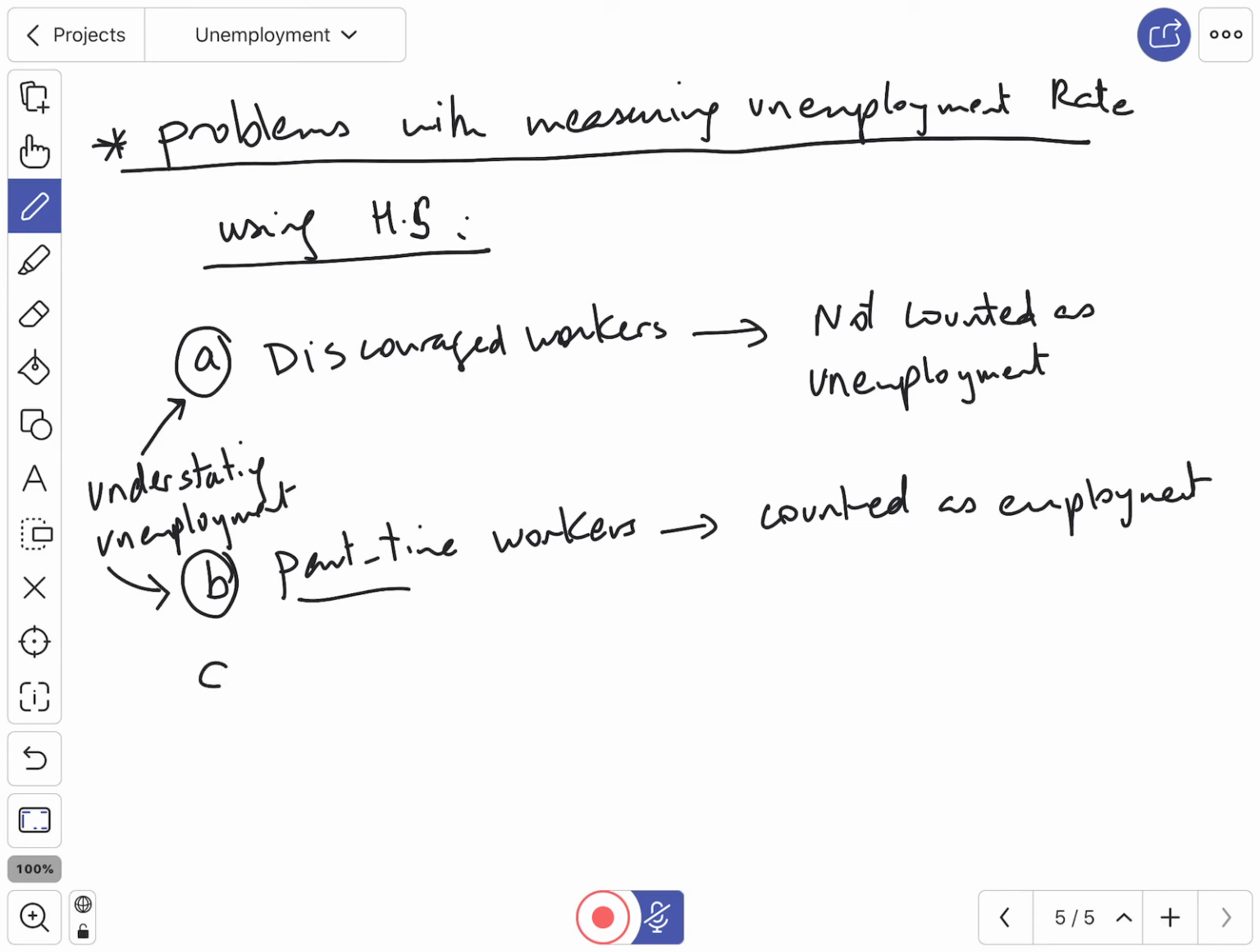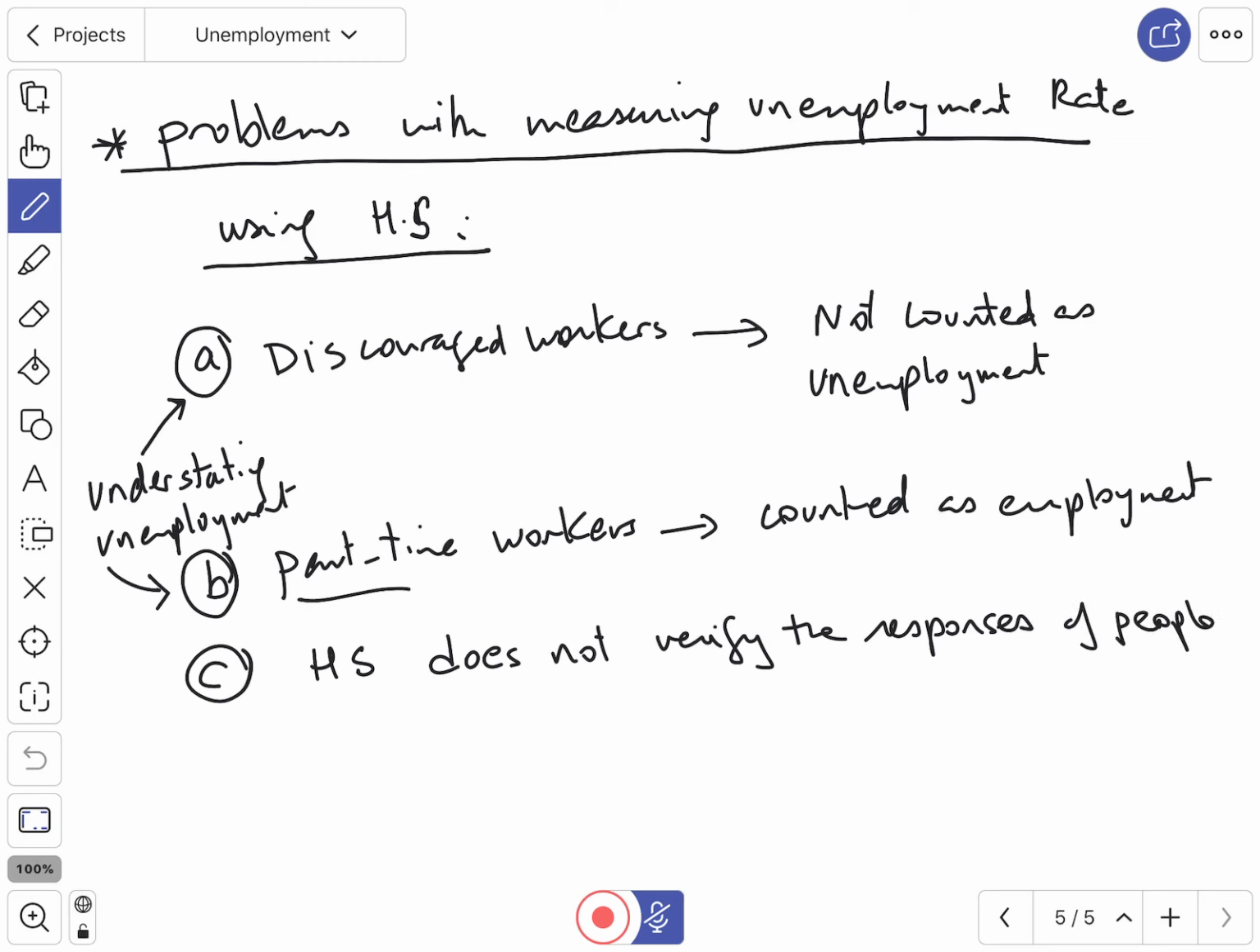The third factor is that there is no verification of the responses of people. If someone comes and asks you, are you working, and you say yes, there is no verification. If someone asks you, are you working, and you say no, there is no verification. So this is the big problem. The household survey does not verify the responses of people.